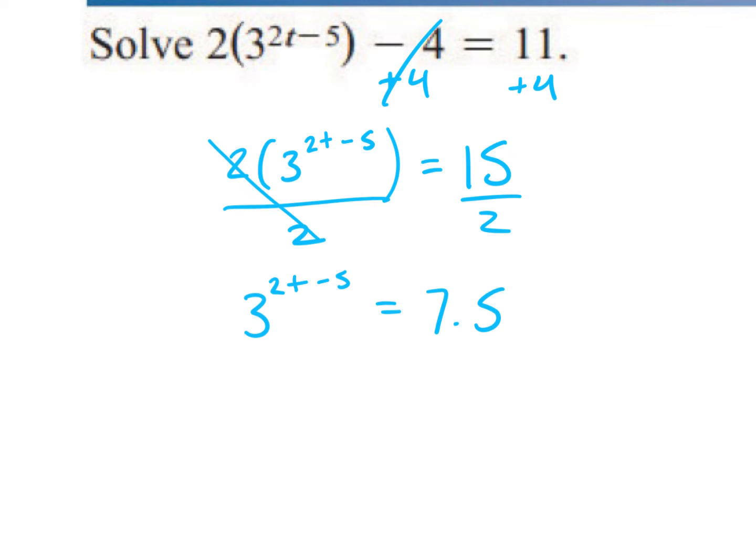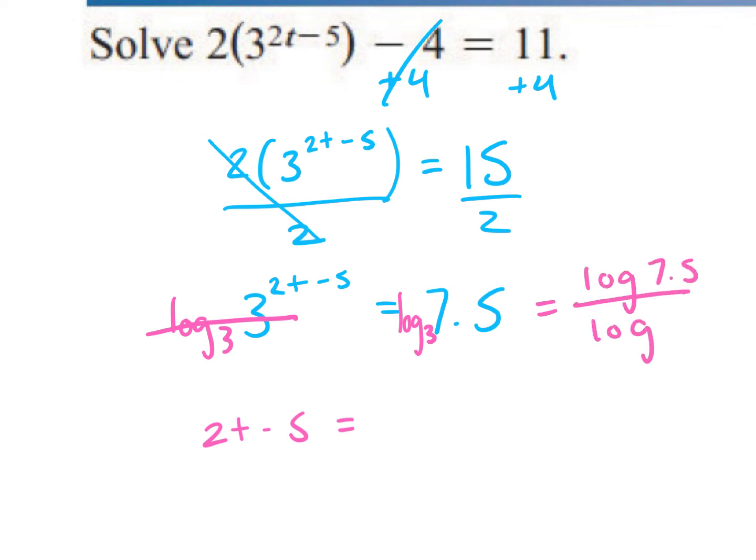What can I do next? Awesome. Take the log base 3 of both sides. So log base 3 of 3 cancels, and I'm just left with 2t minus 5. And then how can I put the log base 3 of 7.5 in the calculator? Log of 7.5 divided by log of 3. What do we get when we put that in the calculator? 1.83.